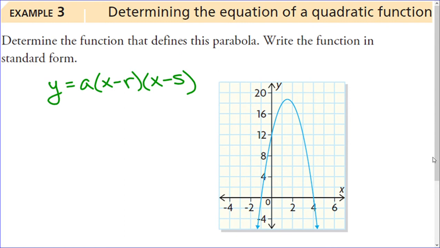Now, identify where your roots are. Let's start to label some points on the graph here. Here's a root, and here's a root. Here's where they cross the x-axis. Happens at negative 1 and 4.